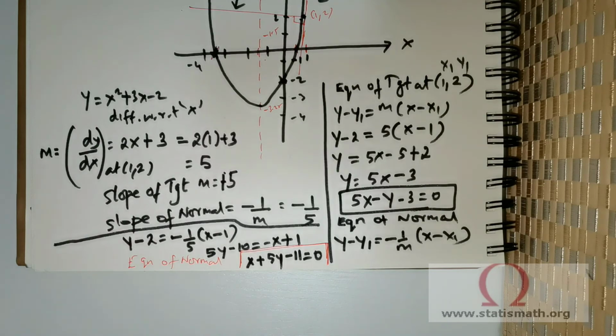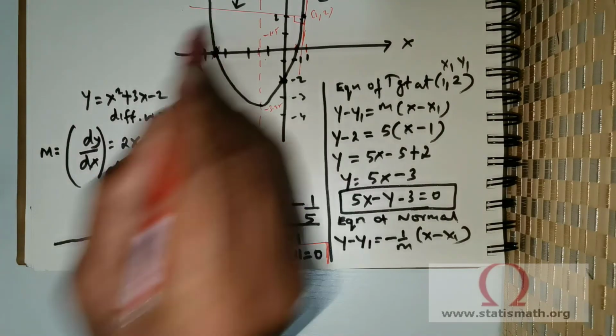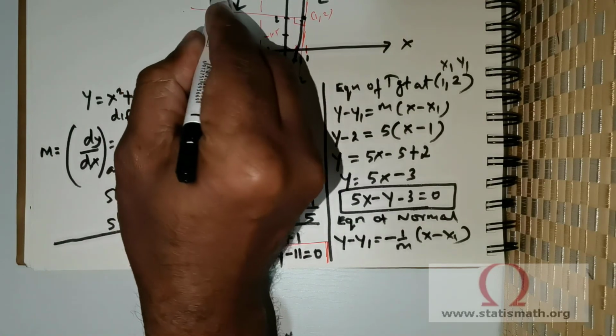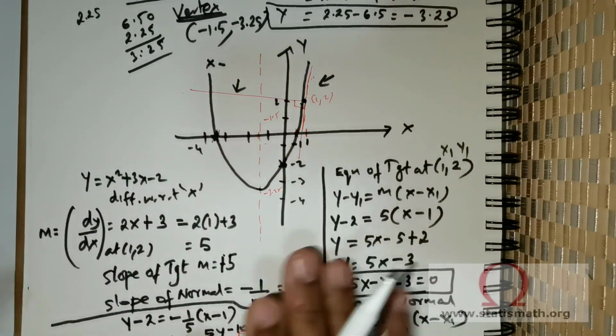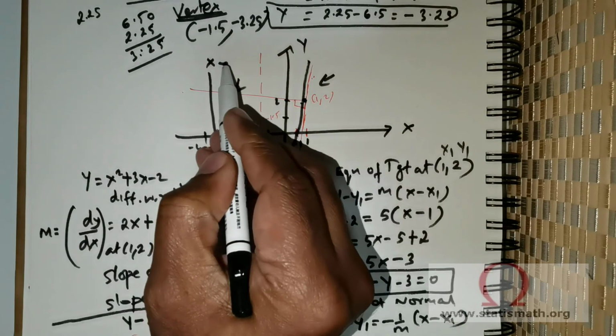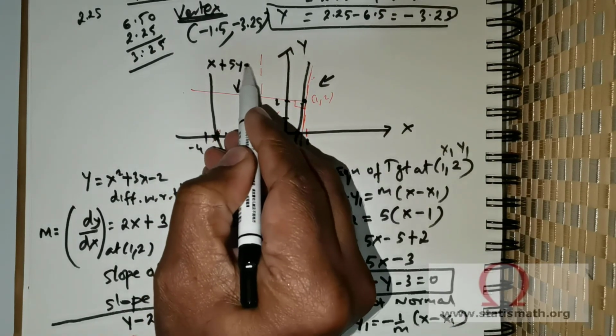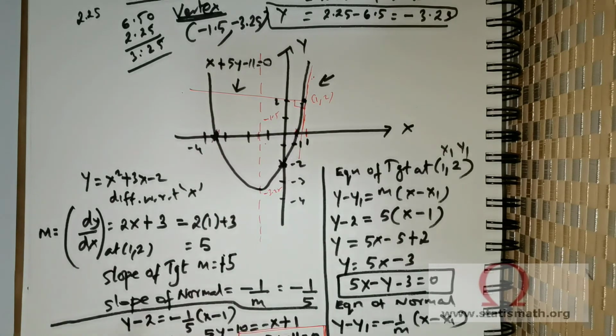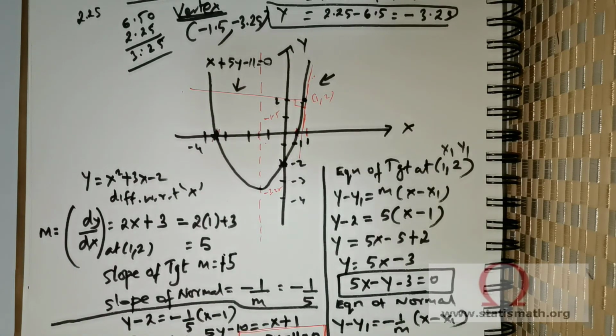In the diagram, that equation would be this. The equation would be x + 5y − 11 = 0. This is the equation that we want. So that completes the solution for this question.